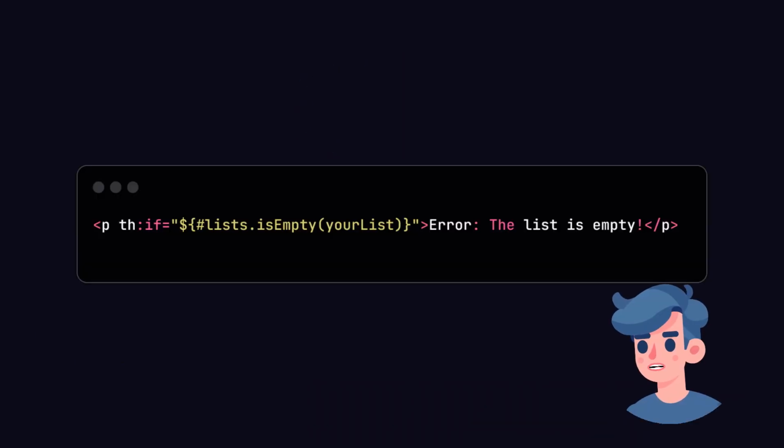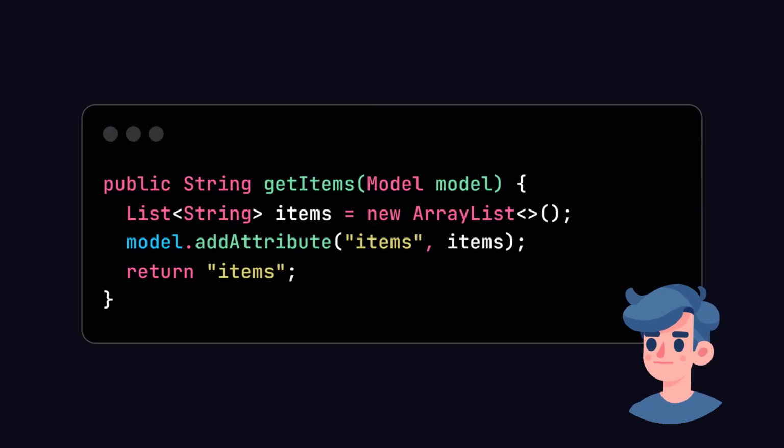Let's now consider using Thymeleaf's built-in error handling. Thymeleaf has a dialect that provides error messages. You can customize error messages directly in your HTML templates. Let's say you want to display a list of items, but it's empty. You can explicitly check this and provide an error message to the user instead of rendering an empty area.